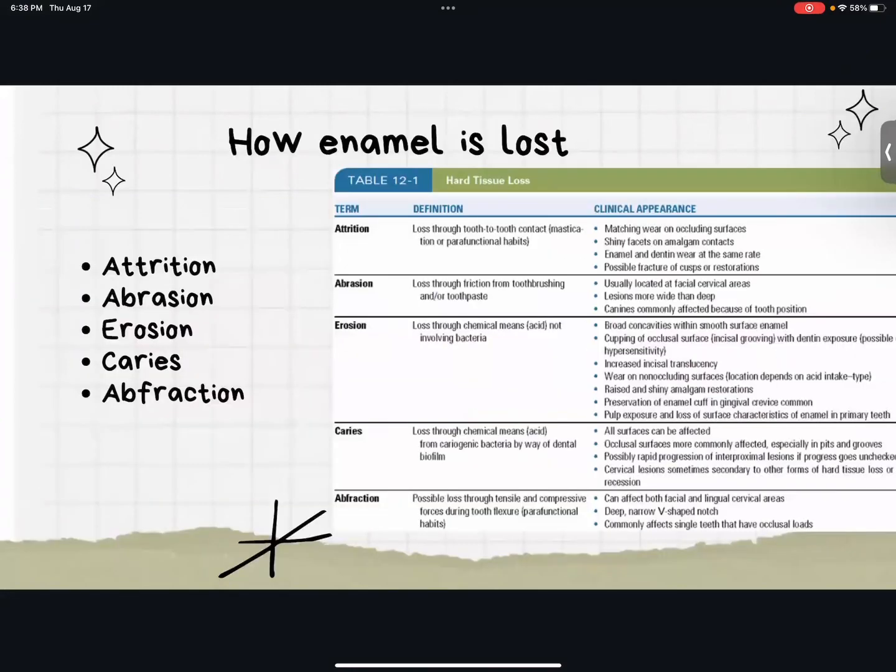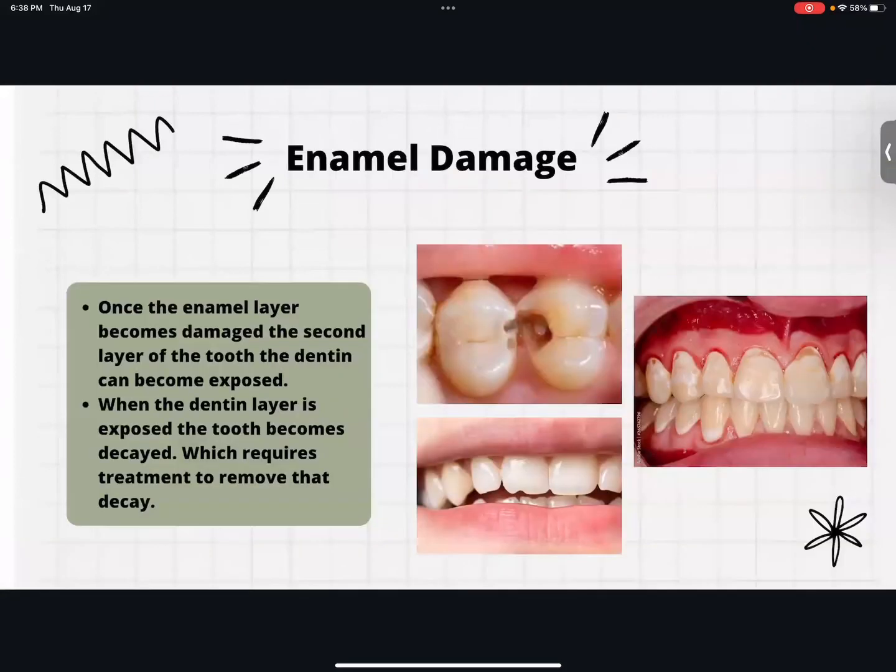While enamel is a very hard substance, it is not unbreakable. Some of the ways that enamel can break or wear down are through attrition, abrasion, erosion, caries, and abfraction. Depending on the size of the damage, the enamel layer may need to be repaired, or the damage could also have exposed the second layer of the tooth, the dentin.